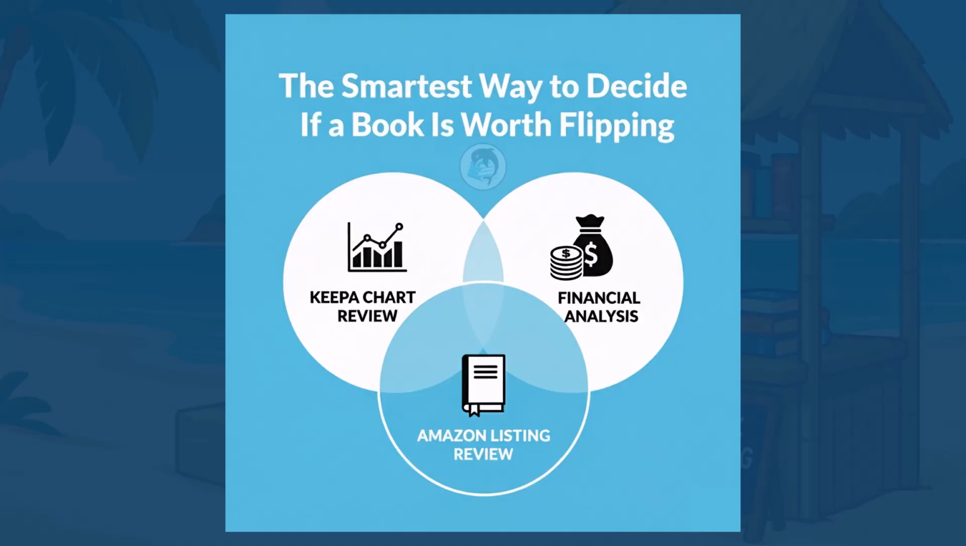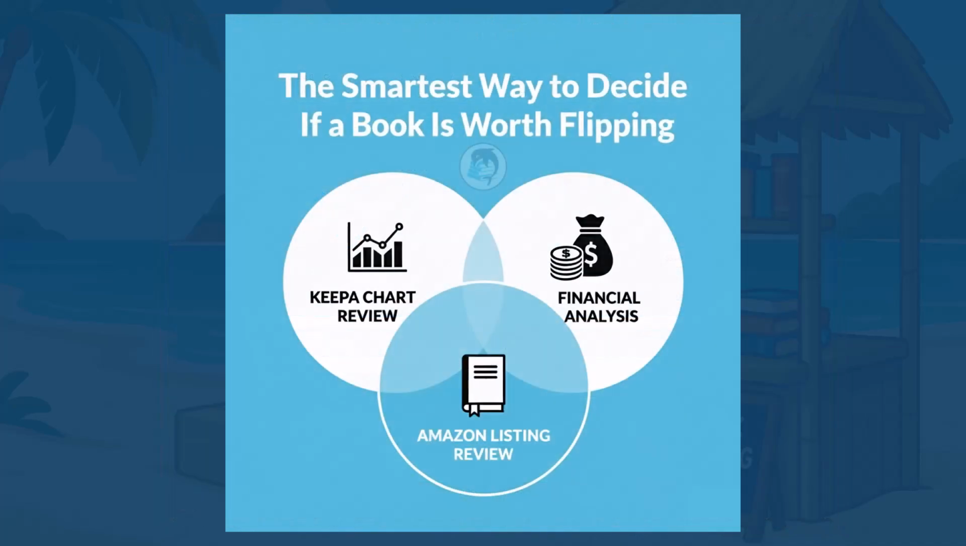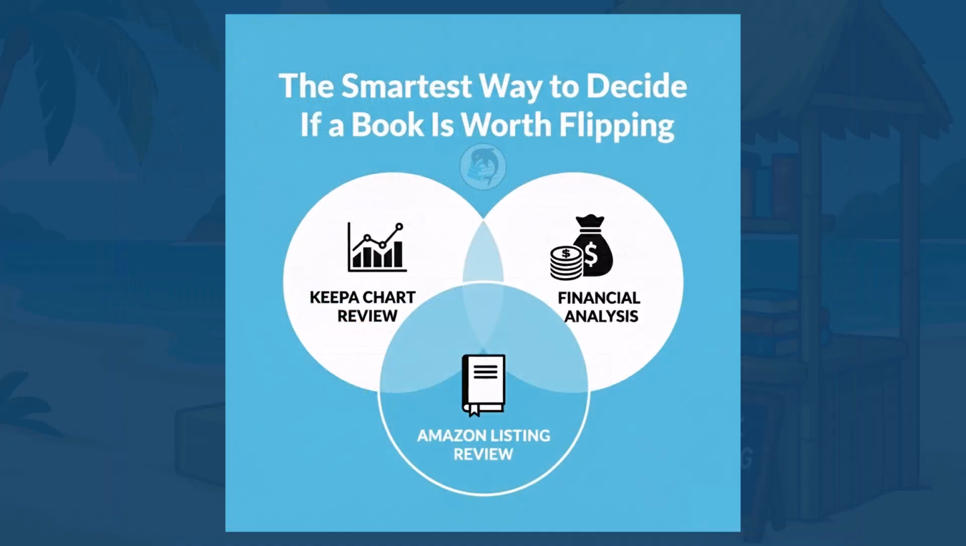It's 3 different things. It's reviewing the Keepa chart. It's doing the financial analysis. In other words, am I making a profit? You can look at the Keepa chart. Sometimes you can tell it looks profitable, sometimes it's not. But is it enough profit? Is it enough ROI? Those types of things, that's the financial analysis. And then lastly is looking at the Amazon listing, where you would actually put it in your cart and buy the book. That's generally the scheme of how it would work.